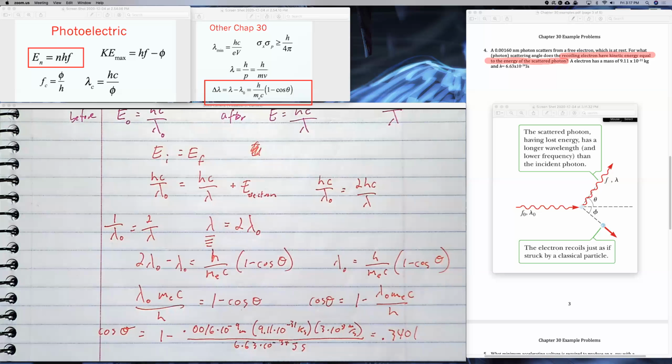I'll then do the inverse cosine and get that the angle is really exactly 70 degrees. I feel like I dropped sig figs here. 0.3401. 70.1 degrees.